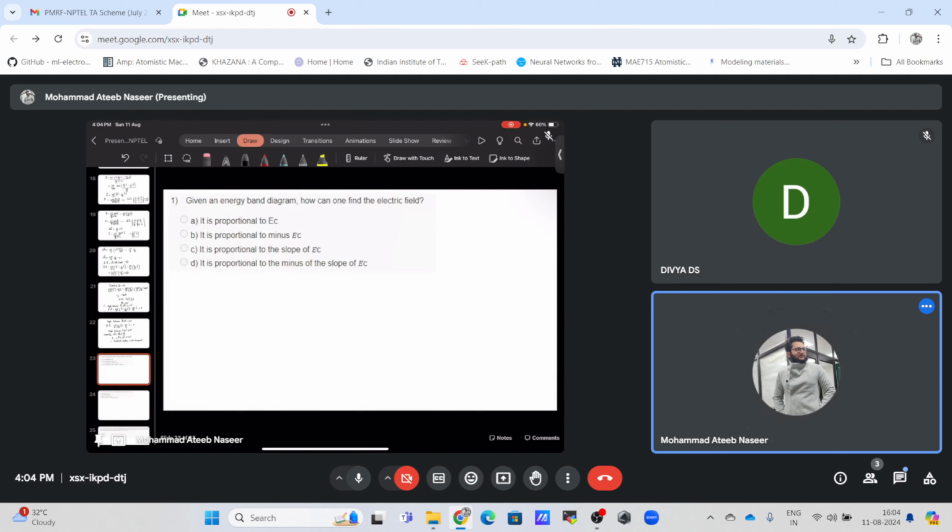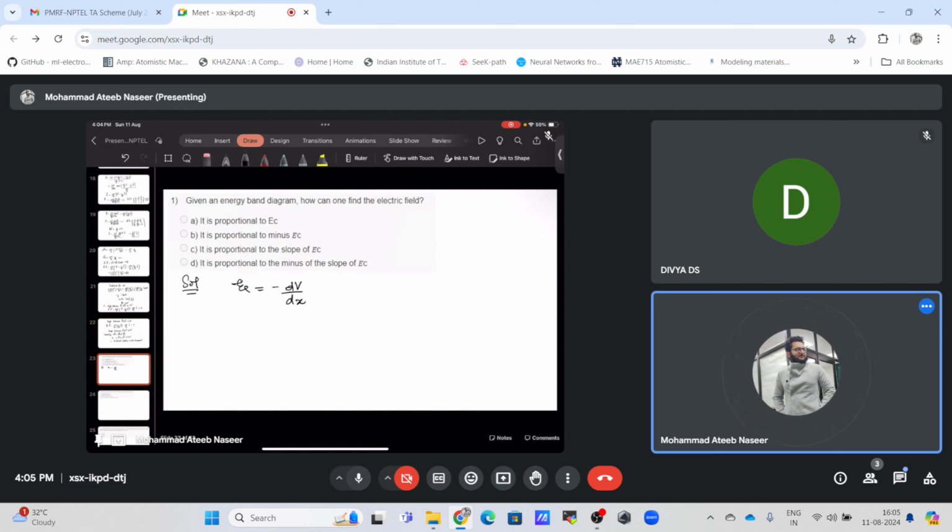So we can say that this electric field is simply minus dV by dx. This you have already done in, I can say, the 11th or 10th classes of yours. And what does this energy band diagram represent? Energy band diagram basically represents the energy levels of electrons.